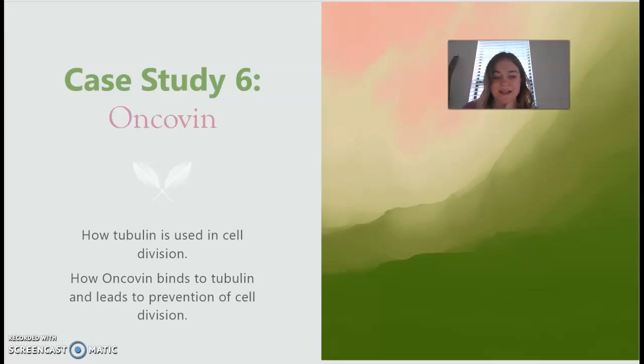Okay, in our case study today, we are going to be talking about Oncovin. It is a cancer drug to treat cancer patients in addition to other drugs, but we're going to be focusing on this one today. We're going to talk about how this drug binds to tubulin in the cell and leads to prevention of cell division. And then we're going to talk a little bit about some background information about tubulin and how it is used in cell division.